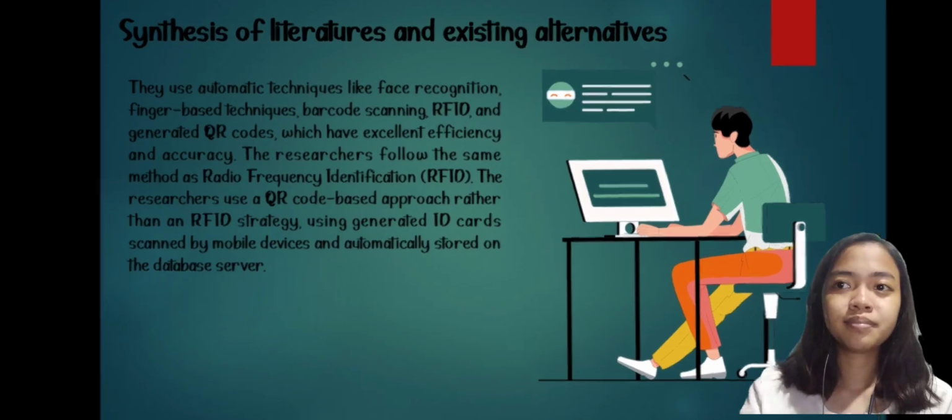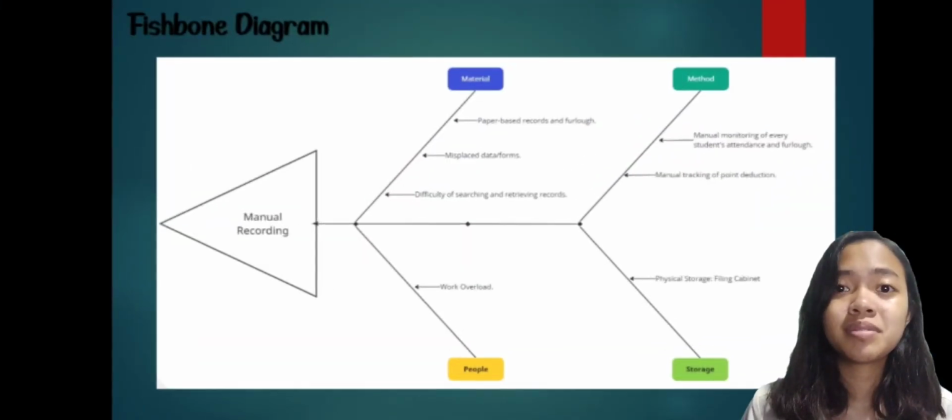The fishbone diagram shows the problems that they encountered. Manual recording of students' information is their primary problem, represented by the prominent bone. The sub-bones consist of people, storage, method, and material. Manual recording and taking of information, point deduction, and furlough of students are the primary roots of the problem, resulting in a tedious and time-consuming recording, and data loss because of physical storage, like using the filing cabinet.